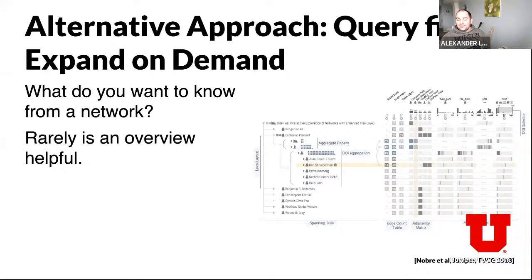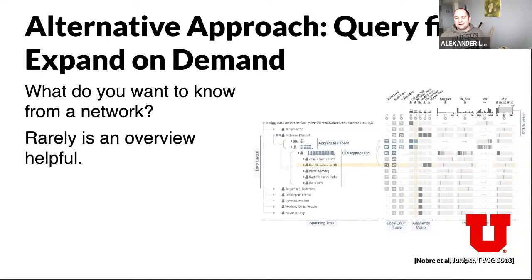An alternative approach is to use interactions. If you have a very large network, it might not be sensible to try to show everything at the same time. For example, with a social network, frequently you don't care so much about the global structure of the network, but rather how am I connected to the rest of the world, or how is my friend connected to me? So you might have more specific questions. And when you have these specific questions, there are a lot of different visualization techniques that you could use.